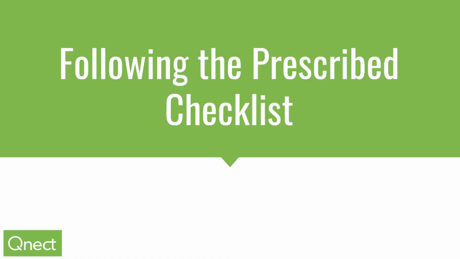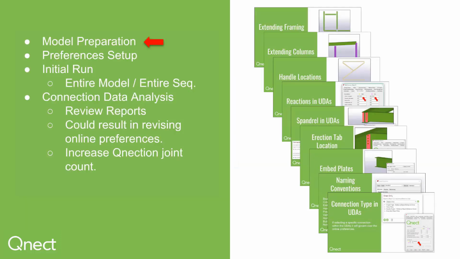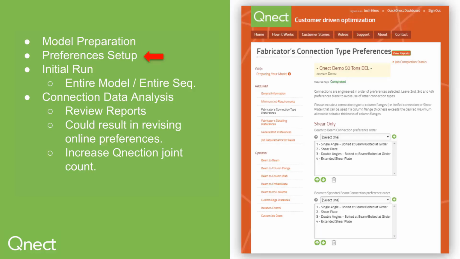Okay, next we are going to get into following the prescribed checklist. In this checklist, we will go through a start to finish approach using Qnect in a Tekla structures model. So we've already gone through how to prepare your model. So we will go ahead and prepare our model, and then we will move into preference setup.